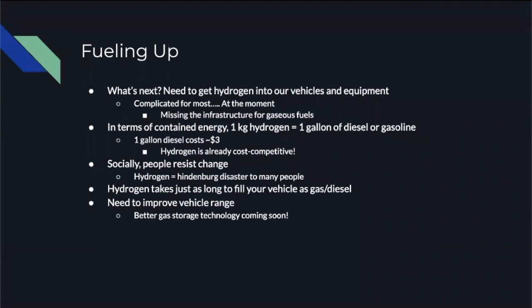Now, once you have your hydrogen produced, the next step seems relatively simple. Just getting the product or the fuel to the customer and into their vehicles. But at the moment, there isn't the infrastructure in place yet for transporting hydrogen or for fueling many of these vehicles, at least not at a massive scale.